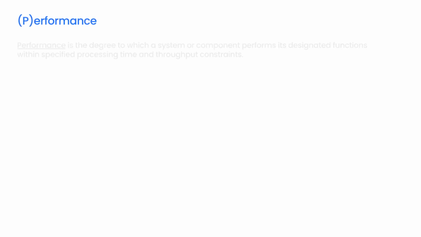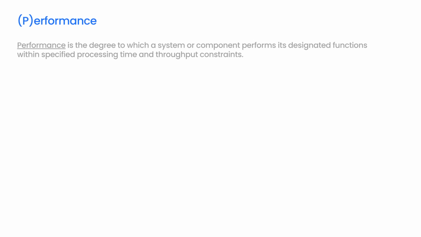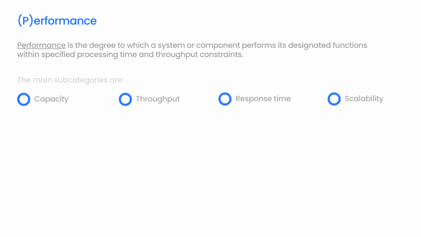Performance. Performance is the degree to which a system or component performs its designated functions within specified processing time and throughput constraints. The main subcategories are capacity, throughput, response time, scalability.